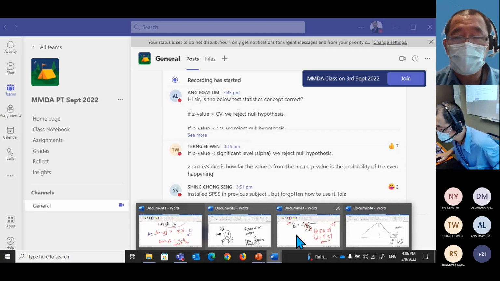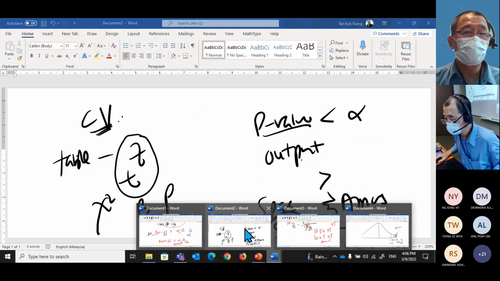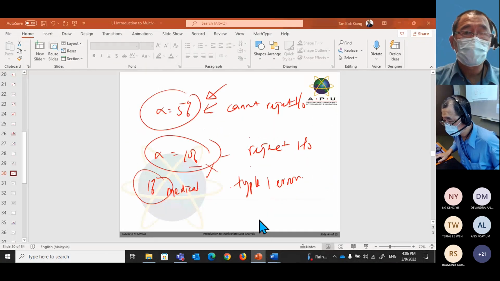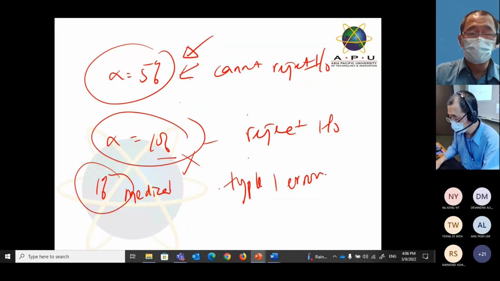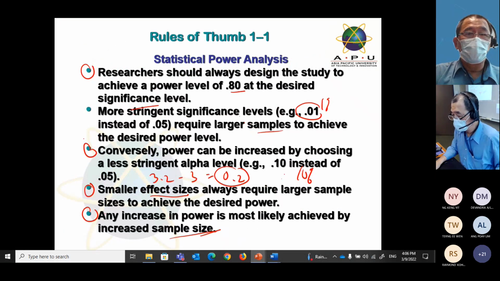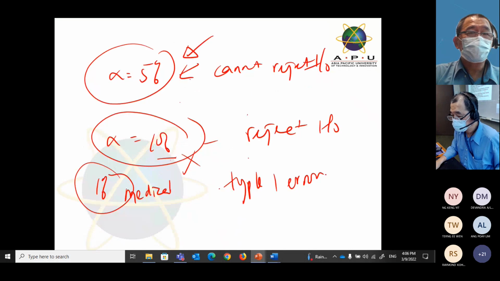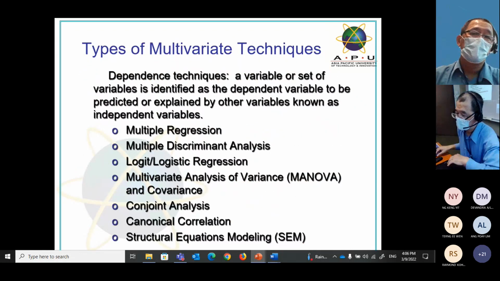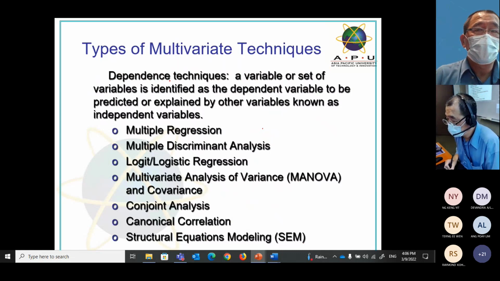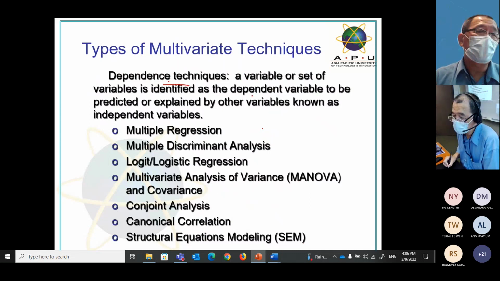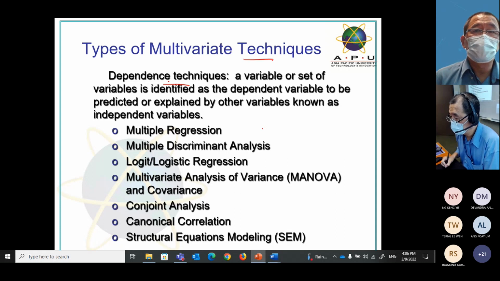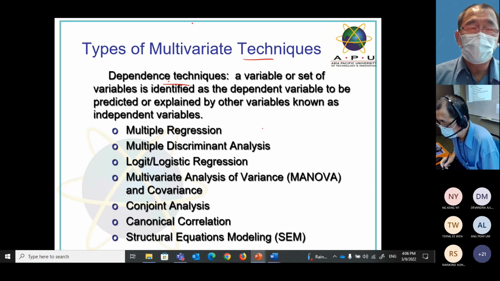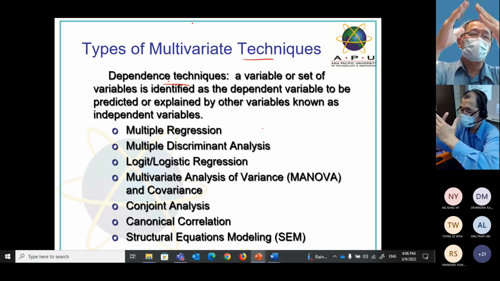So we see first. We continue with the discussion. If no question, so now we are here. This one done, this one done. Now we are here. So we have dependent techniques and also interdependent techniques. We see the first category first.